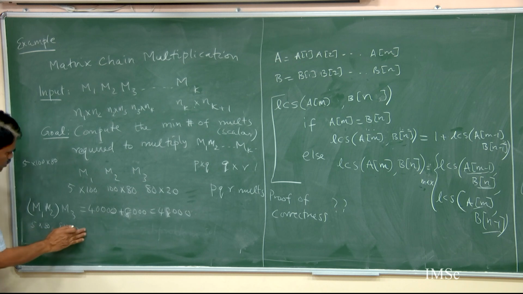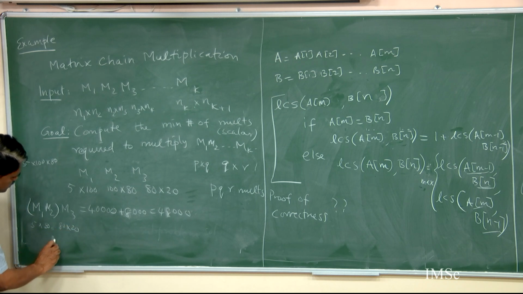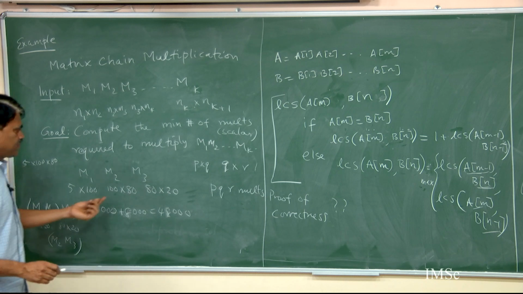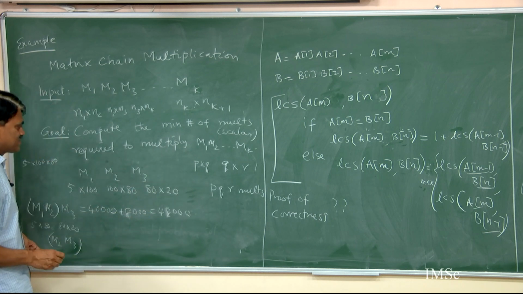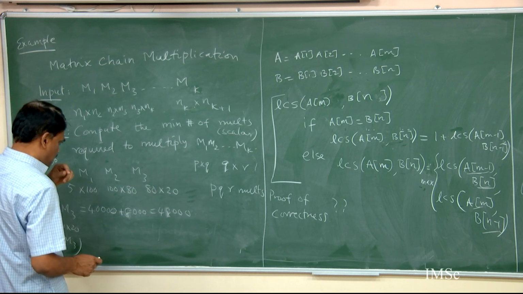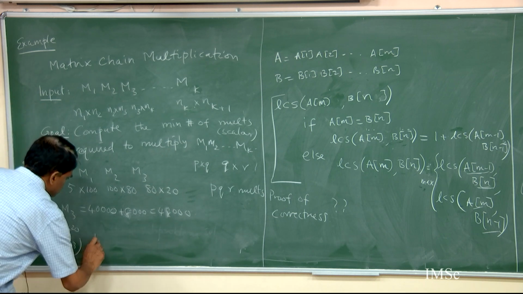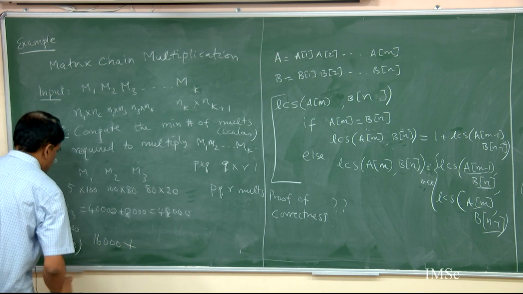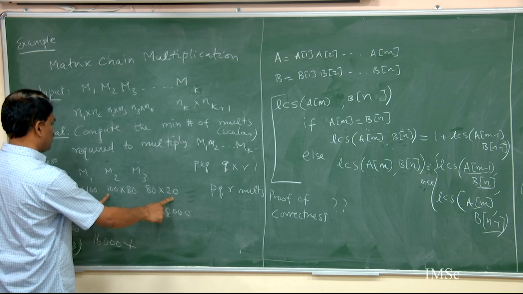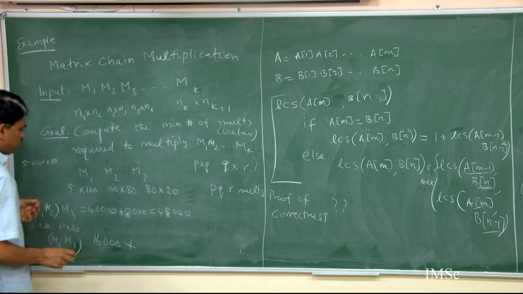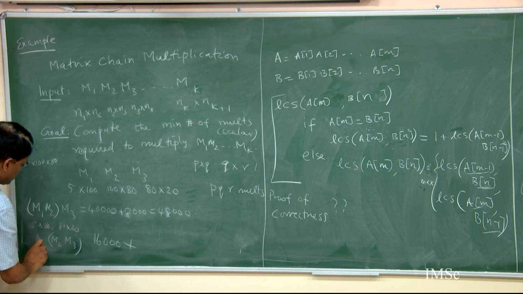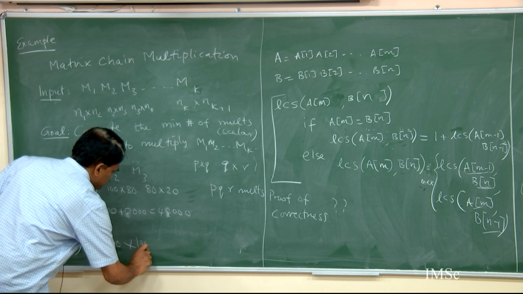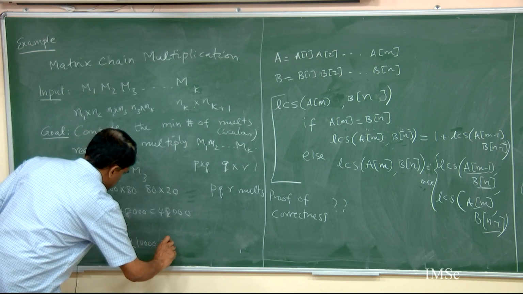Okay. Now, suppose I do M2, M3 first. How many multiplications is that? I have a calculator sitting here. 16,000. And my dimension would be 100 into 20. So now 5 into 100 into 20 is this, that will be 10,000. So that is 26,000.